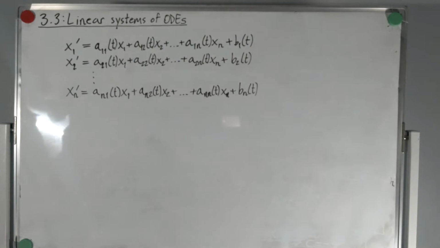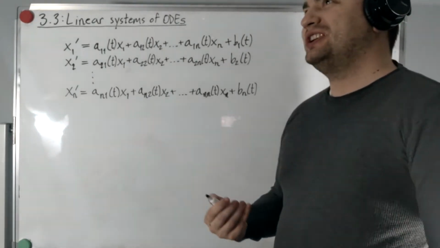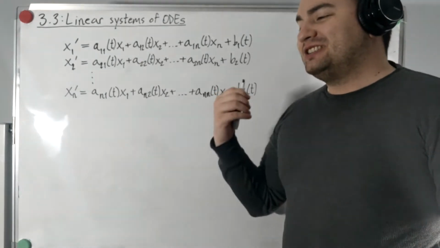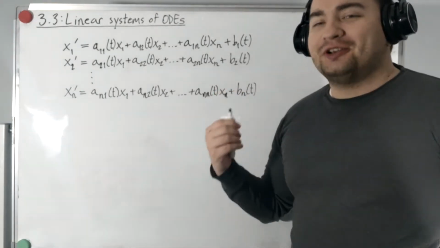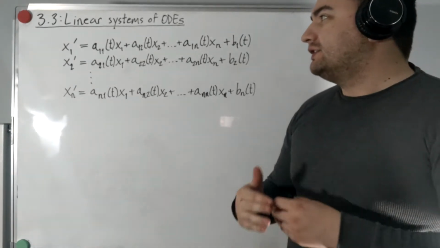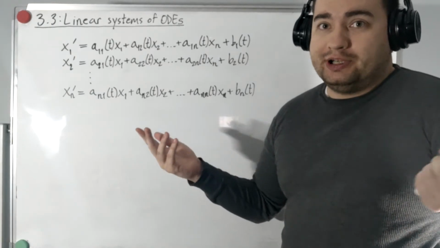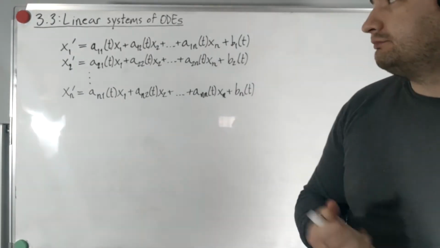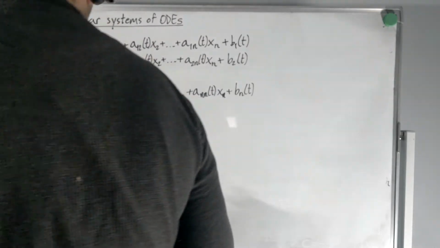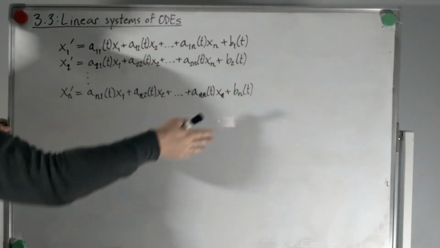Every linear system of ODEs looks like this, okay? And n is as many variables as you please. For us, it's usually going to be 2. But in any case, this can be rephrased as a matrix equation.